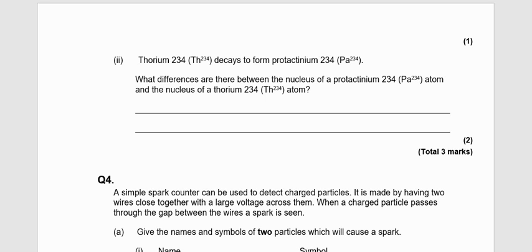So what differences are there between a nucleus of protactinium-234 and a nucleus of thorium-234? Well, they have the same mass number, so they have the same number of nucleons, protons and neutrons together. However, we formed protactinium from thorium by beta decay. And beta decay reduces the number of neutrons by 1 and increases the number of protons by 1. So the protactinium nucleus has 1 additional proton and 1 fewer neutron.